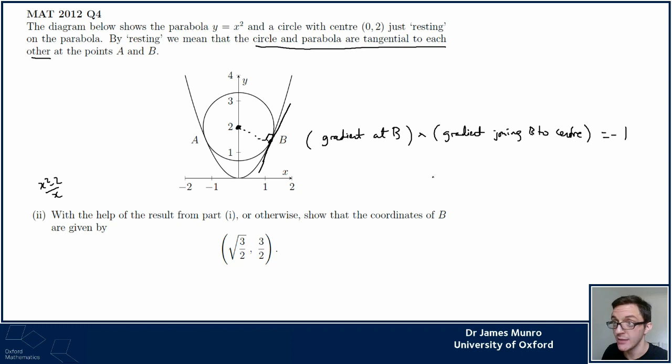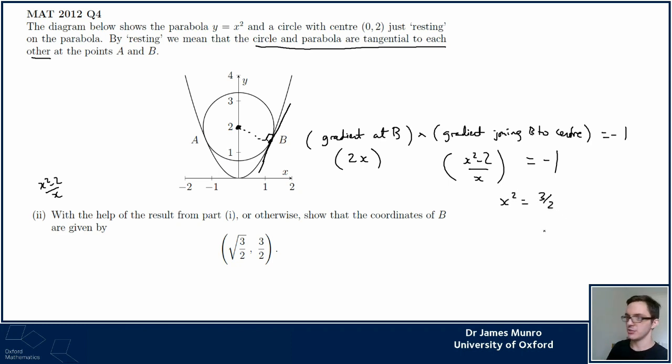Now I've got to do some maths. The gradient of this parabola is 2x at that point. The gradient joining B to the centre is x squared minus 2 over x. That's what we did in the previous part of the question. I know that when I multiply those things together, I'm supposed to get -1, so I can solve this, I think, to get x squared is 3 over 2. X is equal to plus or minus root 3 over 2.